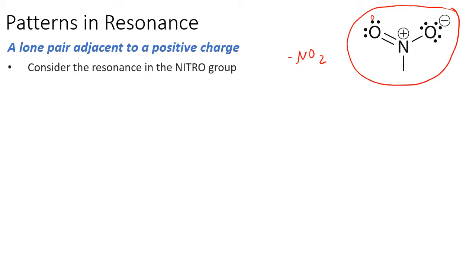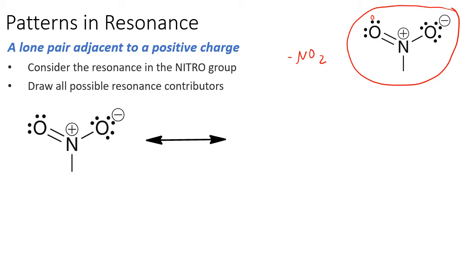The nitrogen has 4 bonds and no lone pairs, so it has a +1 formal charge. If we were to start drawing the resonance structures for our nitro group, imagine if we were to just take one of the lone pairs and push it in between the nitrogen and the oxygen. That would give us a structure that looks like this.